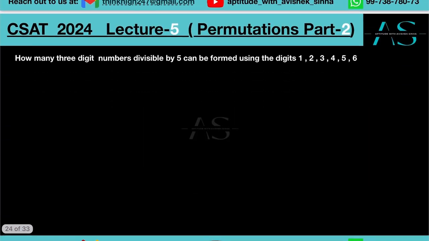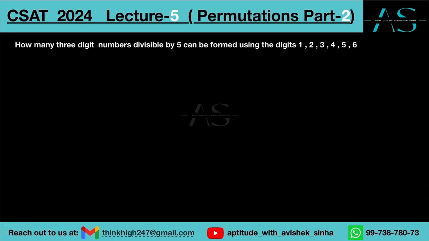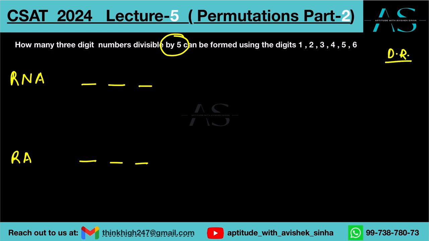Okay, let's talk about the next question. Repetition not allowed. Repetition of digit is allowed. How many 3-digit numbers are divisible by 5? Now, the divisibility rule of 5 says the last digit of the number must be either 0 or 5. If the last digit of the number is a 0 or a 5, we can say that particular number is always divisible by 5.